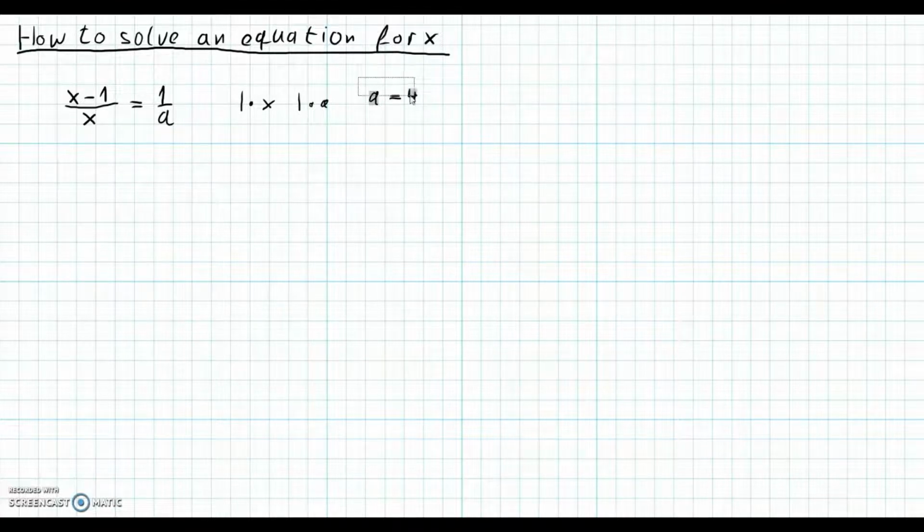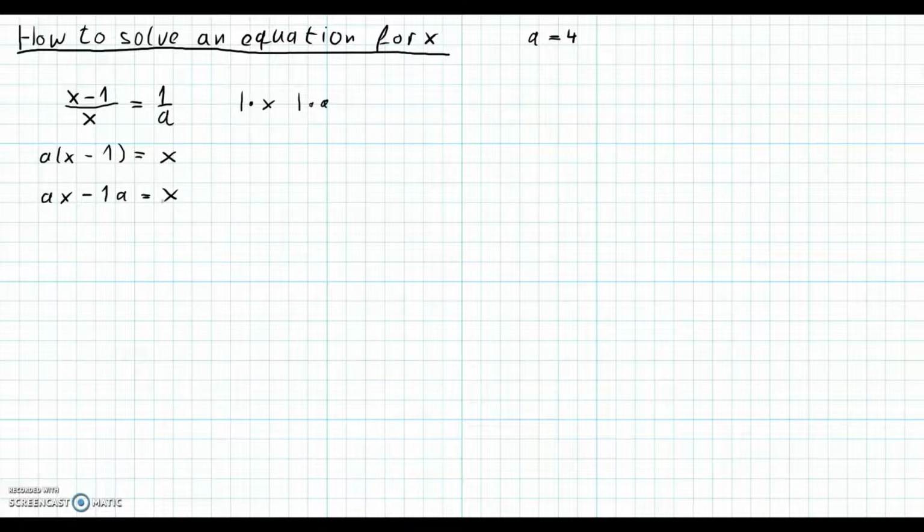I think I move this a bit to the side. Just keep it in mind, I put it here, so it won't get in the way. If you remember my previous video, after I do this, the whole equation looks a bit like this. I will now get rid of the brackets by multiplying a with x, a times x, and a with minus 1, minus a equals x. Okay, so far so good.